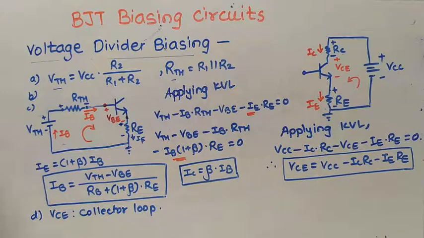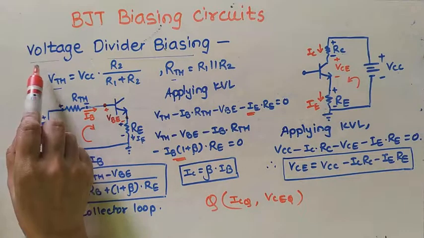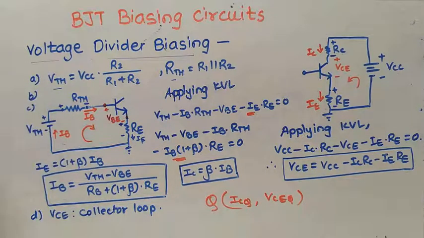So here what we have done, we have identified the value of IC. This IC is nothing but ICQ, and VCEQ, which are nothing but the coordinates of the Q point. That means we have done the DC analysis for the voltage divider biasing network.